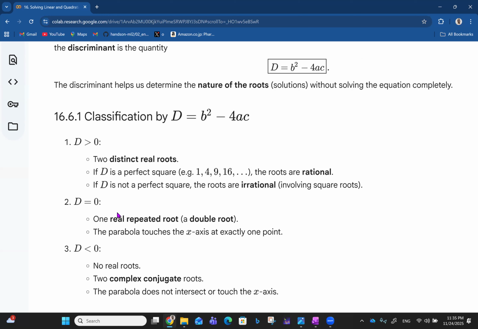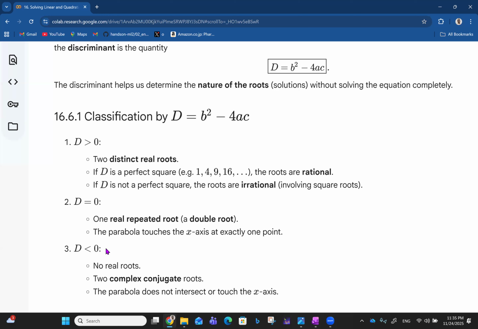Then if d is equal to 0, of course, that root part will be gone. In this case, you have one real repeated root, which is a double root, or what we called multiplicity in a previous video. The parabola touches the x-axis at exactly 1 point in this case. Just like when you're solving x squared plus 4x plus 4, you're going to have double roots in that case.